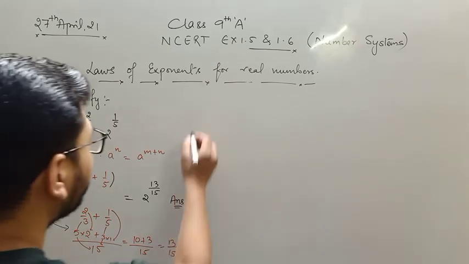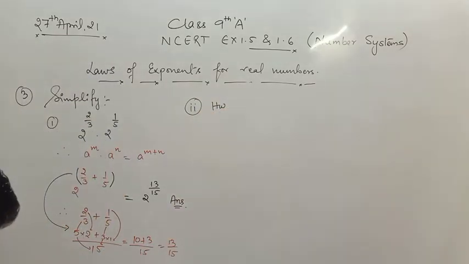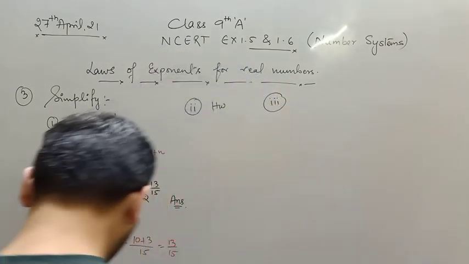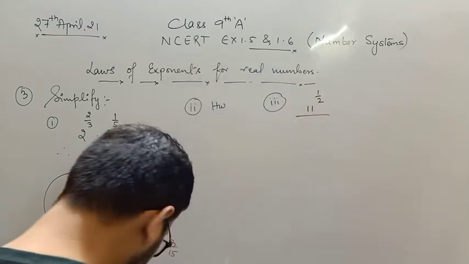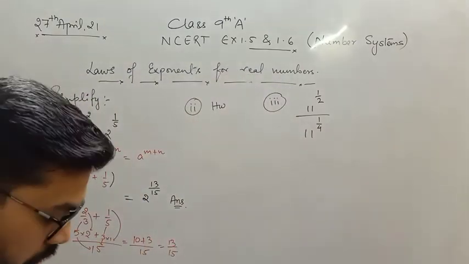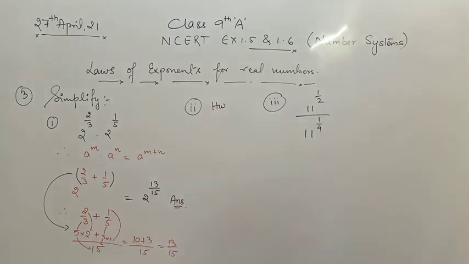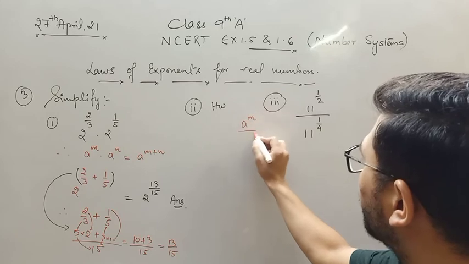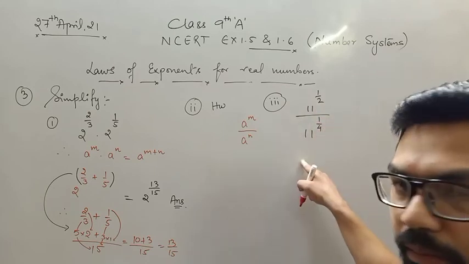Second question is for your homework. I'll explain you the third question. 11 to the power 1 by 2 divided by 11 to the power 1 by 4. Now how to solve this question, and which property are we going to use here? a to the power m upon a to the power n, because the base is same here.